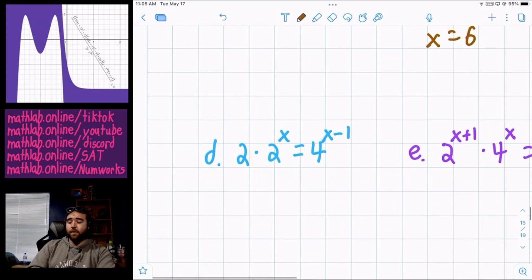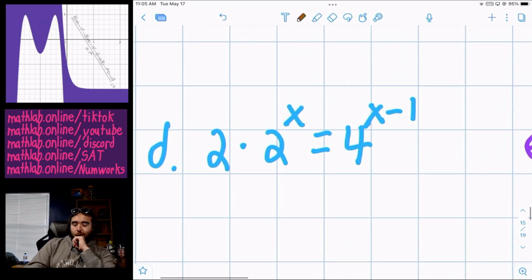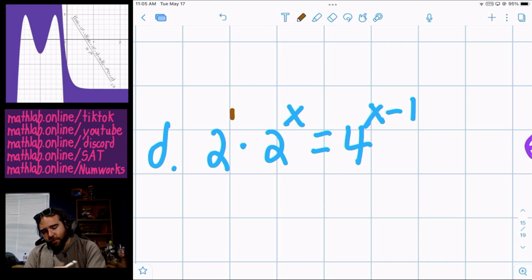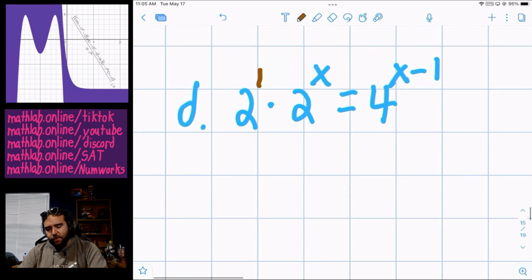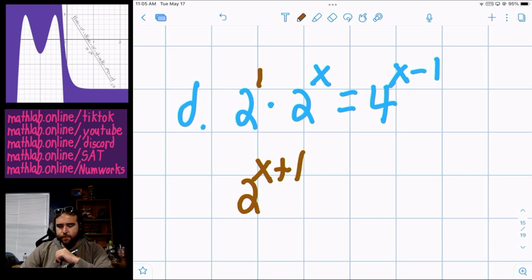All right, so we should combine these together first. So this is like 2 to the 1. Since we're multiplying and they have the same base, we can make that 2 to the x plus 1.